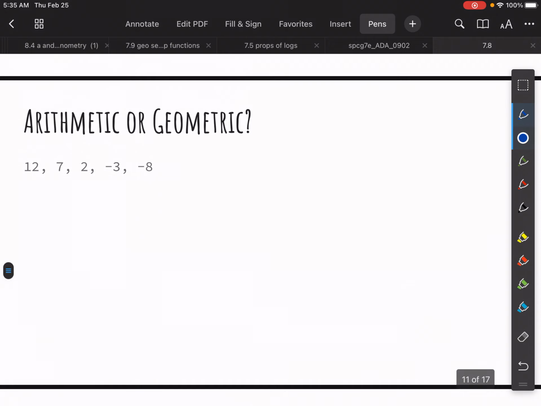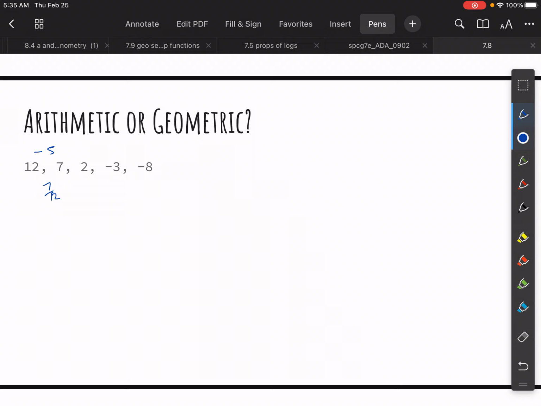Your turn. I would love for you to try this one out on your own. Let's take a look at this. This goes from 12 to 7, so I'm either subtracting 5 or I'm multiplying by some fraction, which I don't even know what it would be. It would be 7/12, the fraction it's being multiplied by. But let's try subtracting first.